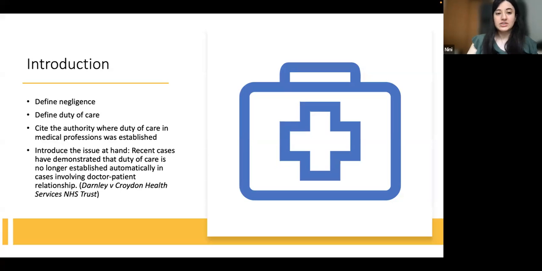Recent cases have demonstrated that duty of care is no longer established automatically in cases involving the doctor-patient relationship. This is the case of Darnley versus Croydon Health Services NHS Trust. This is a recent case. The Supreme Court decision in this case was delivered in 2018, which overturned the decision of the Court of Appeal that was delivered in 2017. Therefore, it is very important that you analyze and compare earlier authorities with the latest authorities. But for the purposes of the introduction, the only thing you do is explain everything as I have recommended.